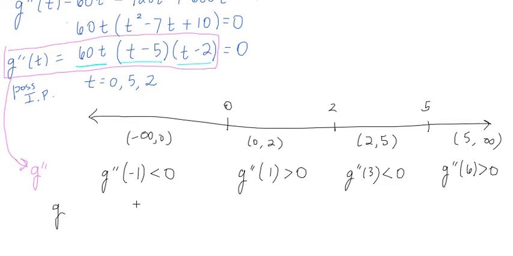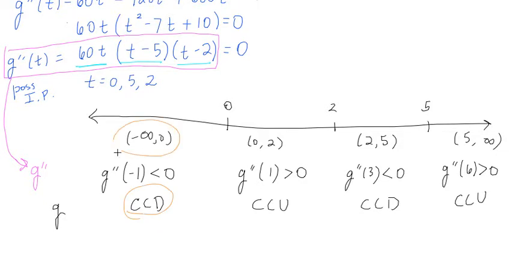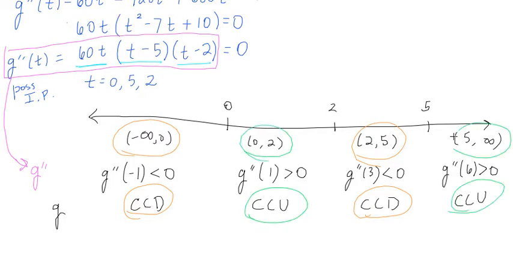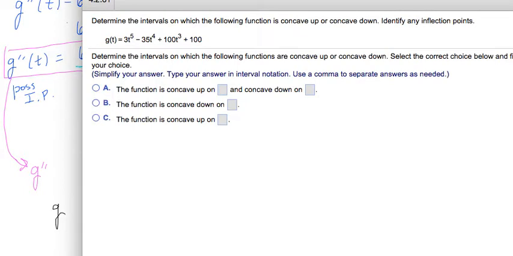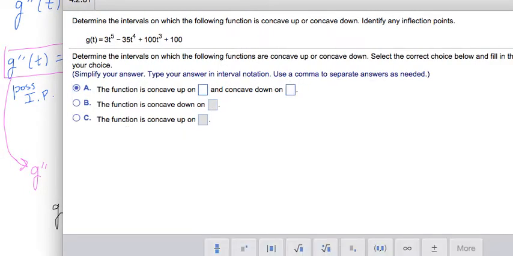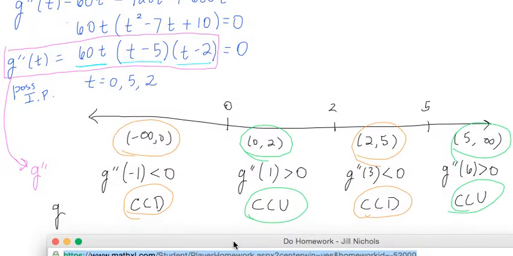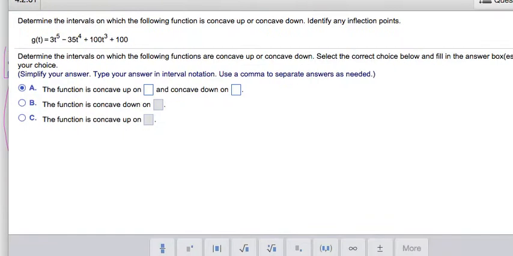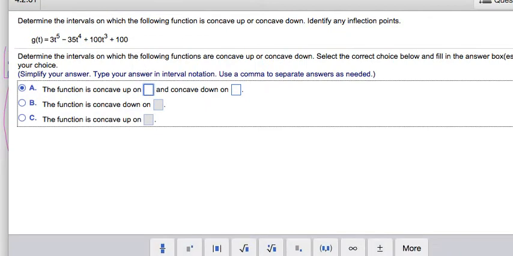So that's negative, so concave down; concave up; concave down; and concave up. So it's concave down there and there, and concave up there and there. Let's see, it's concave up from 0 to 2, and 5 to infinity.